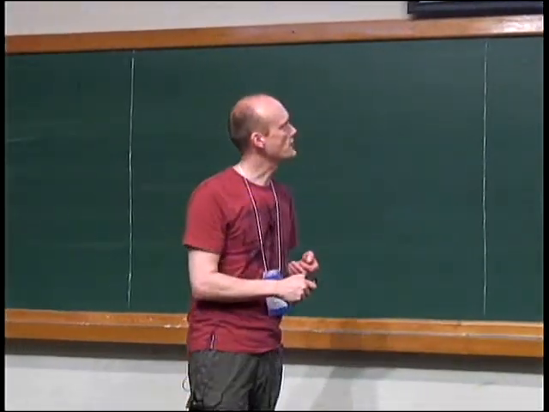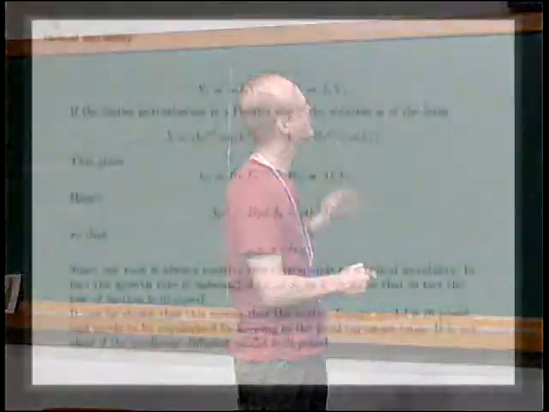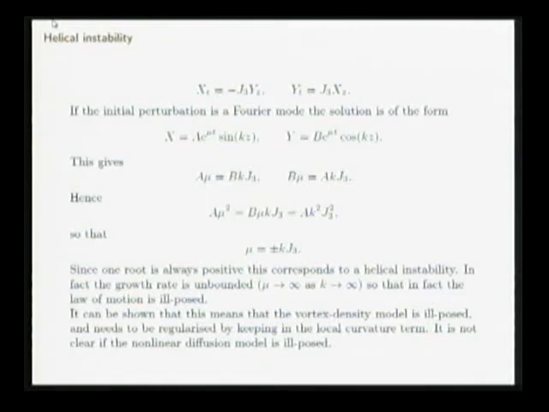So what this means is that the mean field model that I wrote down actually exhibits this instability as well and is ill-posed. It's not clear whether it's still ill-posed if you do the nonlinear diffusion case, because you've taken another limit there, so I don't know whether anybody's looked at that. But certainly it's been shown that the vortex density model exhibits this instability.